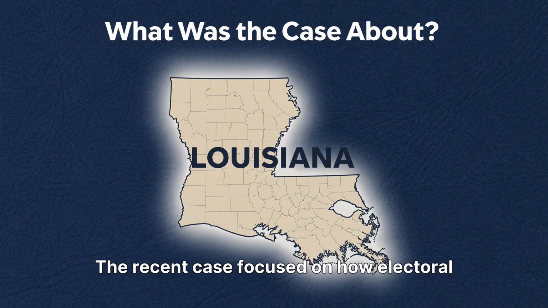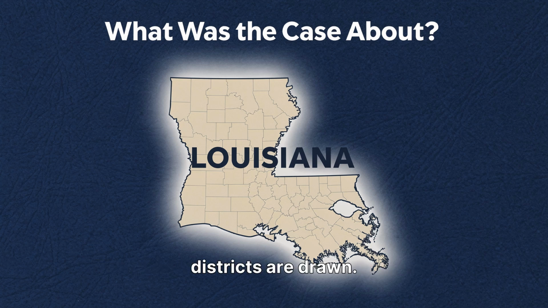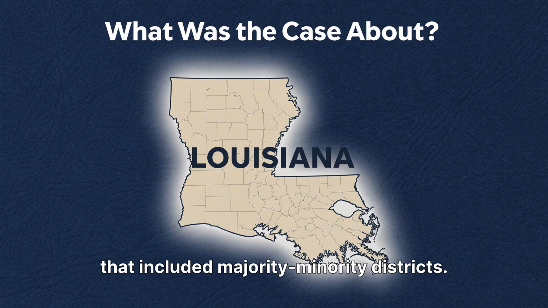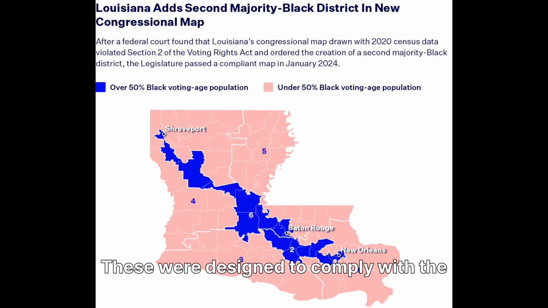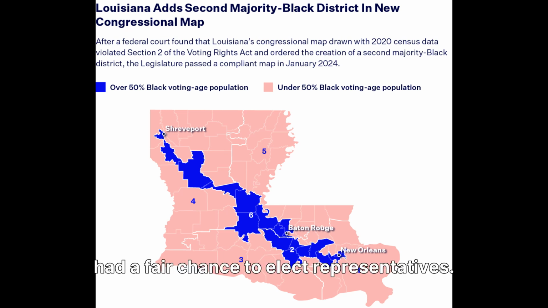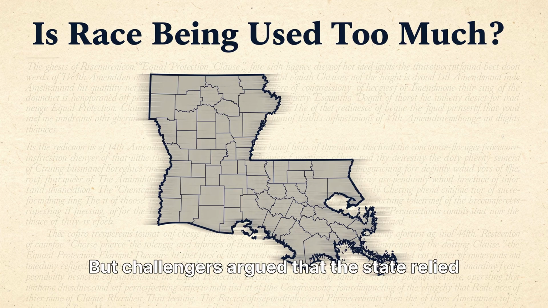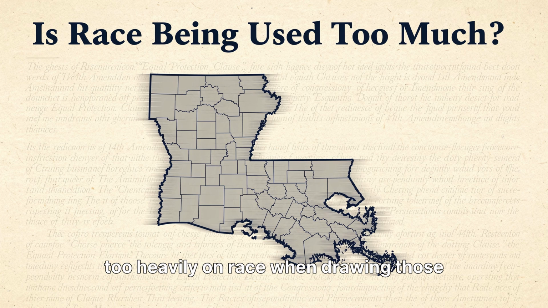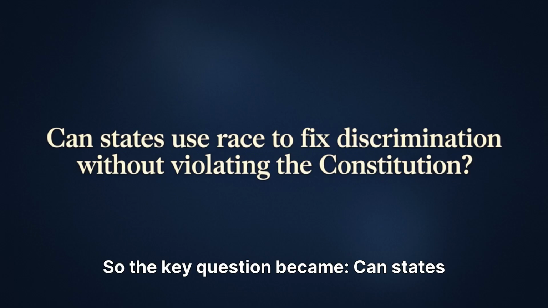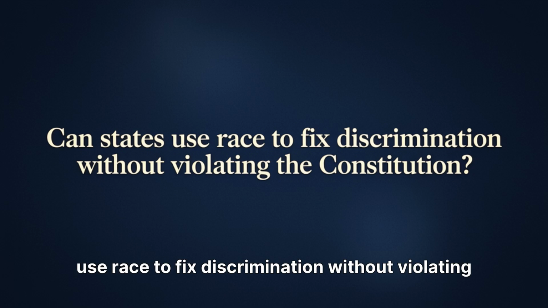The recent case focused on how electoral districts are drawn. In states like Louisiana, lawmakers created maps that included majority-minority districts. These were designed to comply with the Voting Rights Act and ensure minority voters had a fair chance to elect representatives. But challengers argued that the state relied too heavily on race when drawing those districts. They claimed this violated the Constitution's Equal Protection Clause. So the key question became, can states use race to fix discrimination without violating the Constitution?